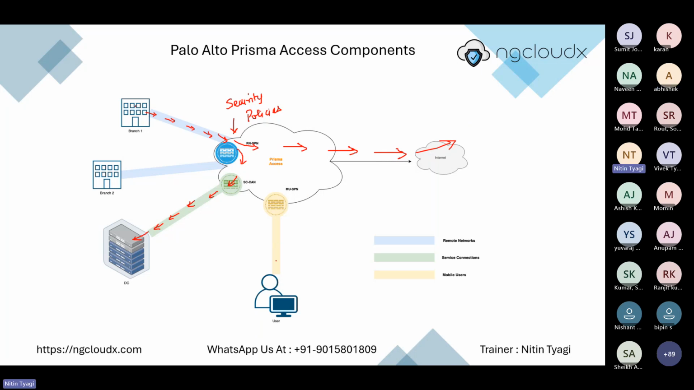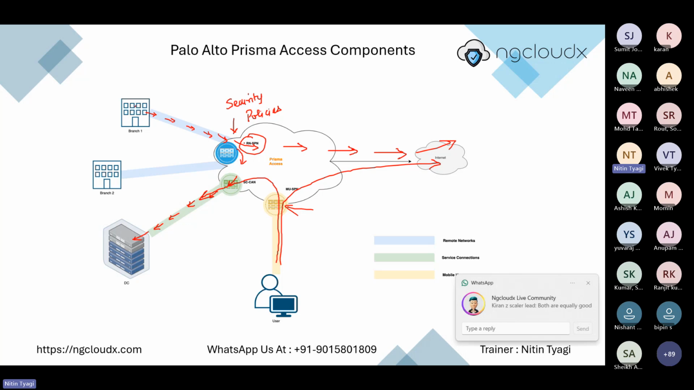Similarly, for mobile users, if they want to access data center resources, it happens the same way. MUSPN will provide the inspection. That's why in the name itself, they say remote network security processing node, mobile user security processing node. SCCAN does not have the security keyword in it. It says service connection corporate access node, which means SCCAN is not going to provide you any inspection.